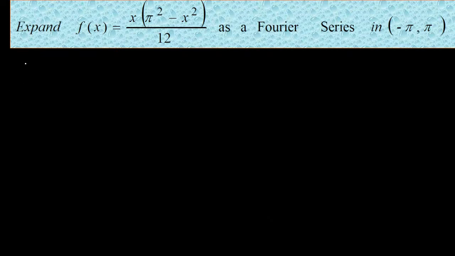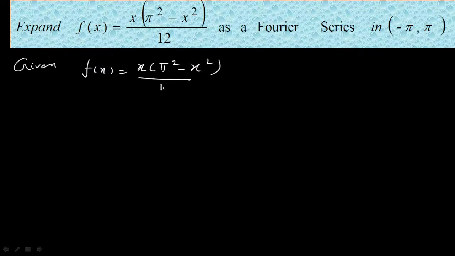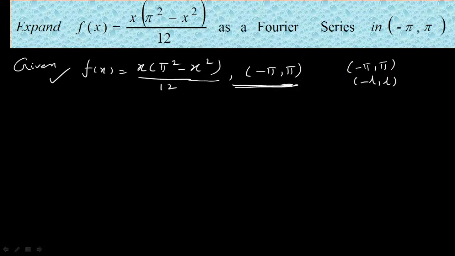So here it is given that f of x is equal to x times (pi square minus x square) divided by 12, that is defined in an open interval minus pi comma pi. As I told you already, the case of odd and even functions arises only for intervals of the type minus pi to pi and minus L to L. So whenever you write the function, you have to write the function along with the interval, that is a must.